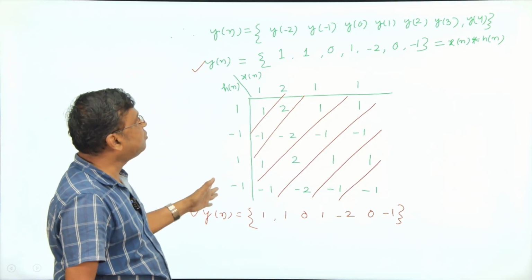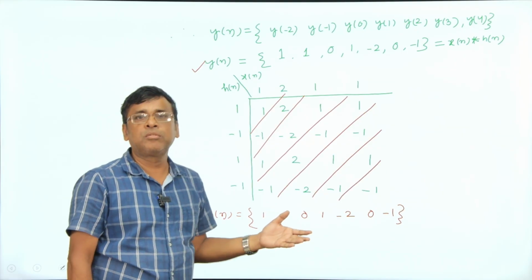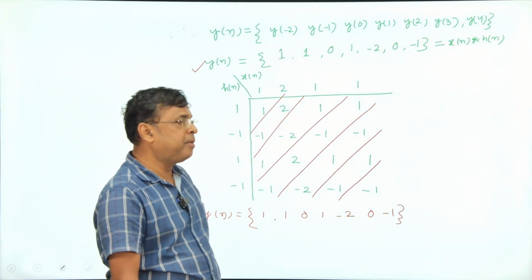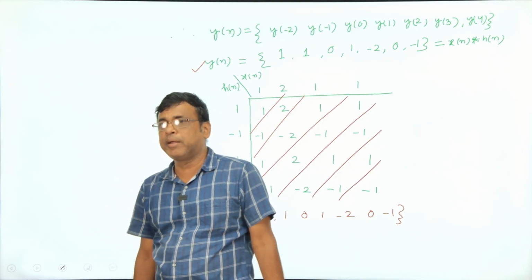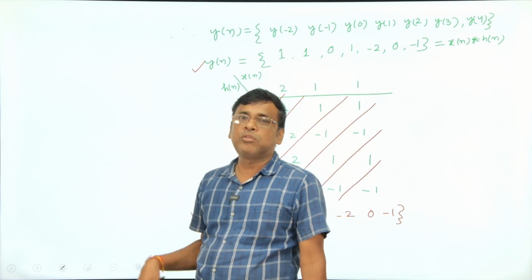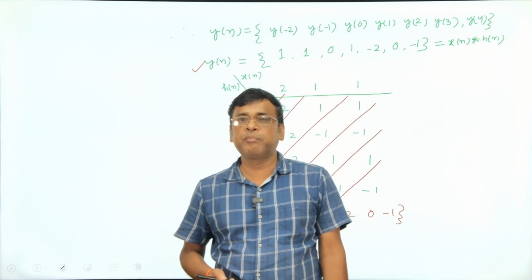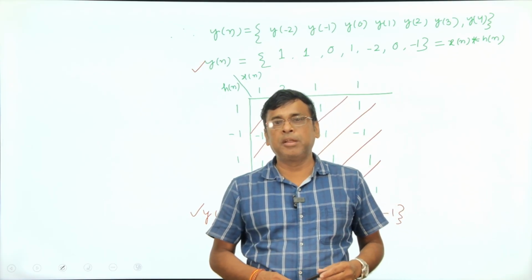So this is the procedure to find the convolution of two discrete sequences x of n and h of n. If x of n is given and h of n is given, then these are the procedures you have to follow so that you will get the convolution sum, the response y of n of a linear time invariant system.